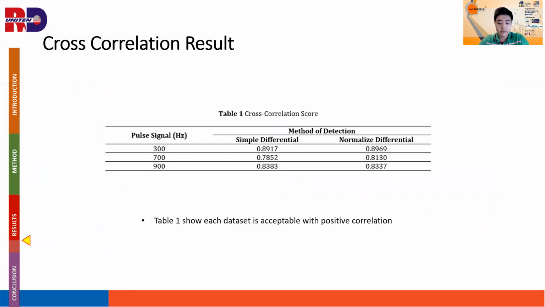For the cross-correlation result, table 1 revealed that each dataset is susceptible to positive correlation. It can be expected that clustering between pulse signals can be achieved and a slight decrease in classification performance between the outputs might be expected.